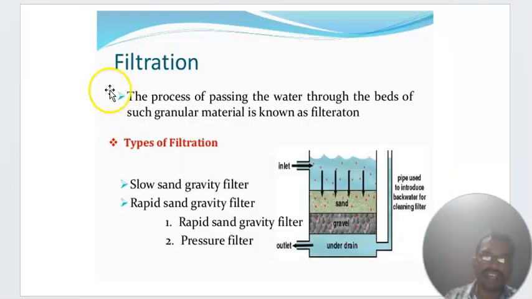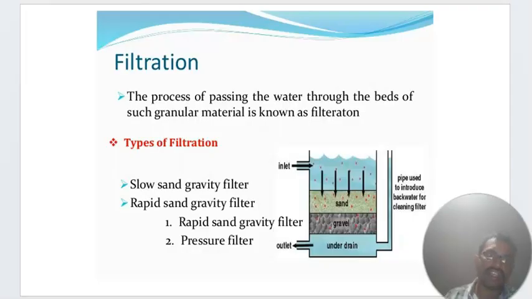Now you can see the next one is filtration. The process of passing water through beds of granular materials is known as filtration. We already discussed this in the earlier slides. Filtration again has two types. You see the types of filtration: slow sand gravity filtration and rapid sand gravity filtration. You can see the inlet and outlet, the under drains, and the gravel and sand. This is one of the methods that applies pressure to filter the water.